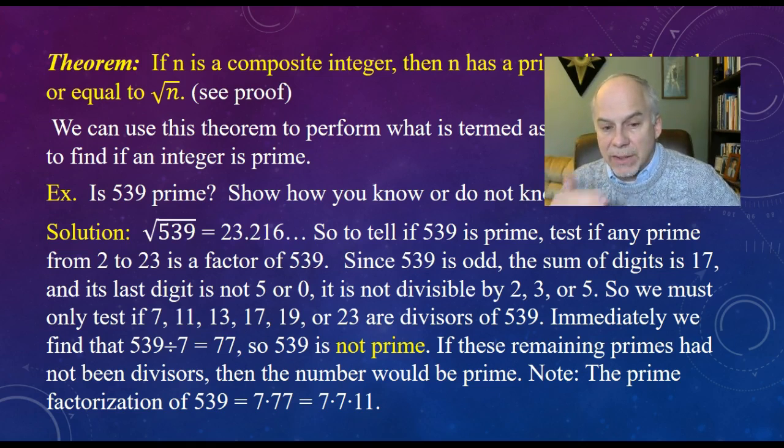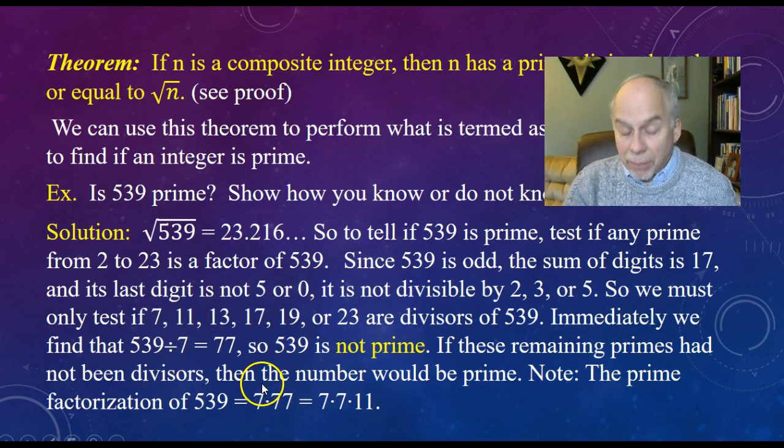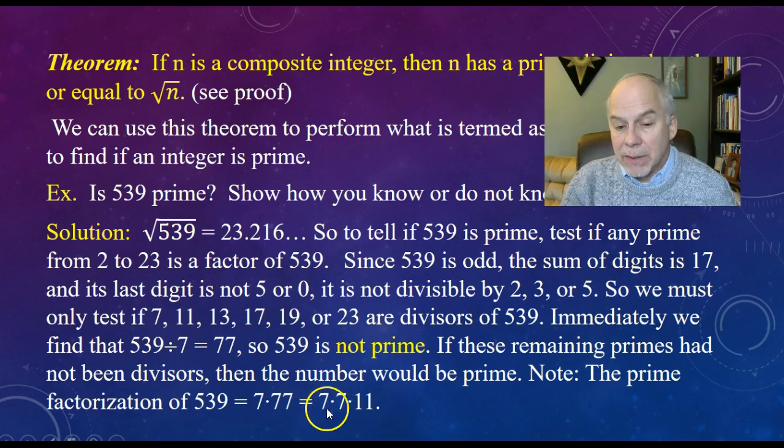But if you had tested all those numbers, 7, 11, 13, 17, 19, and 23, and all those prime numbers did not work, then you would know that 539 is prime. But because we found that 7 goes into it, it's not prime, it's composite. Now the last line gives the prime factorization, because 539 is 7 times 77, which breaks up into 7 times 7 times 11. So that is the prime factorization of that number.